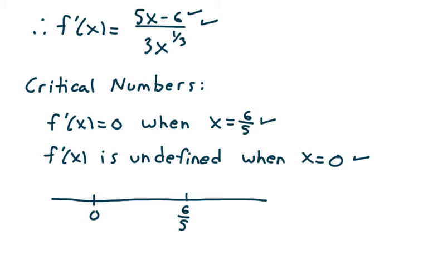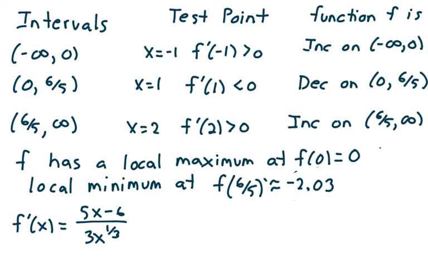And so here's my number line, and I broke up the number line utilizing those critical numbers. So we have 0 and 6/5, and that's going to produce some intervals. In fact, we're going to have 3 intervals. Notice we go from negative infinity to 0. Remember, 0 is my first critical number. And then from 0 to 6/5, and 6/5 to infinity.